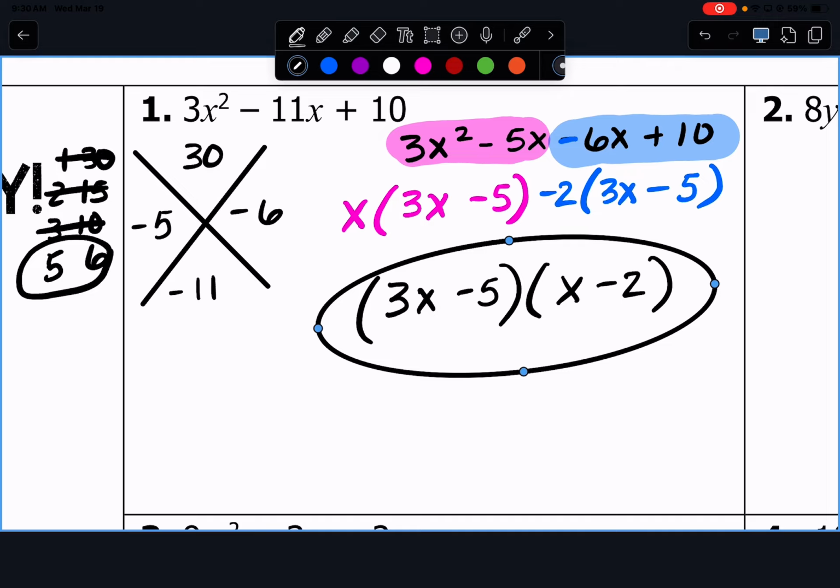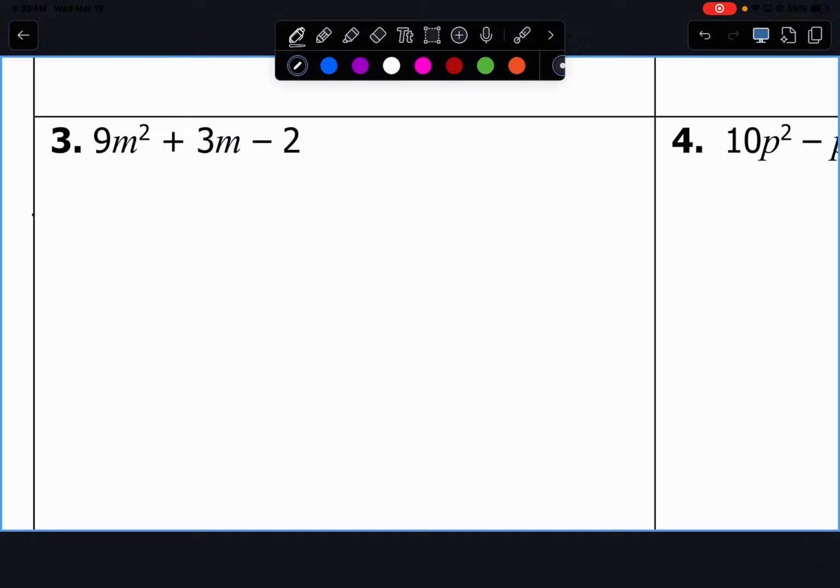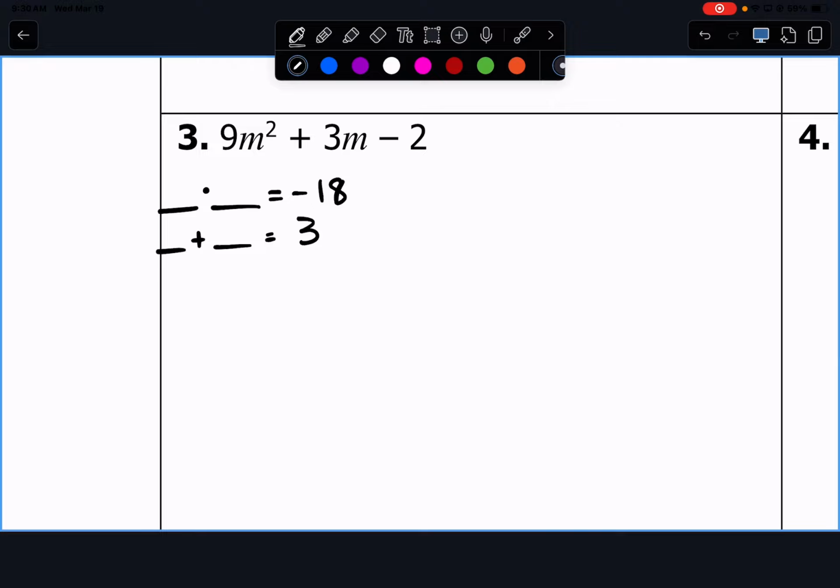All right, for number 3, what is A? 9. What is C? Negative 2. What is A times C? Negative 18. What is our B? 3. So in order to multiply and get a negative, I need what?